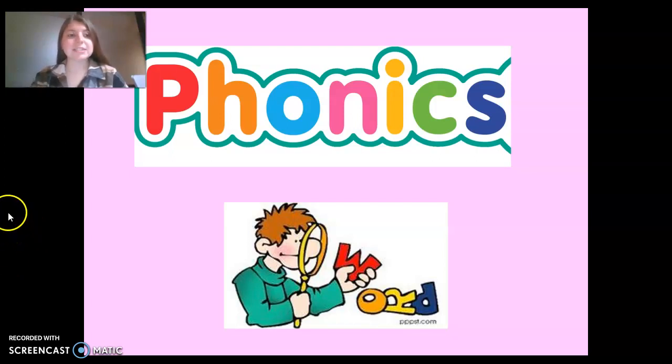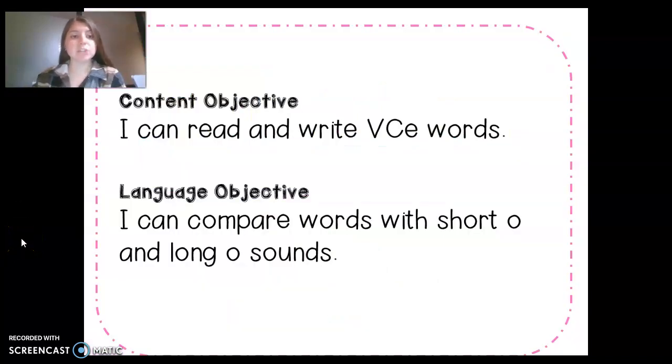Hi, boys and girls. Today for our phonics lesson, we are going to be working with VCE words. Our content objective is I can read and write VCE words. Our language objective is I can compare words with short O and long O sounds.